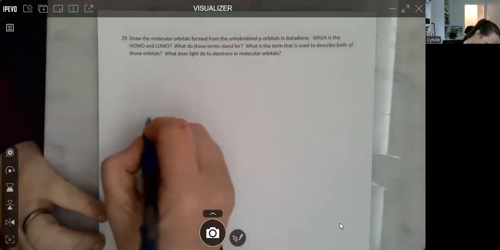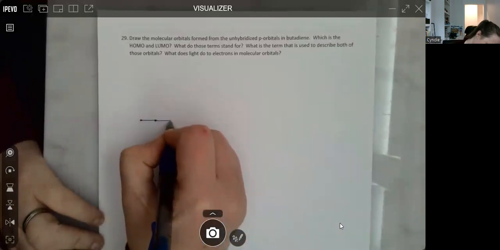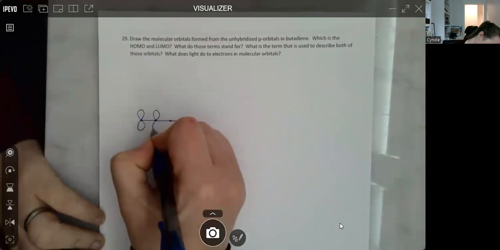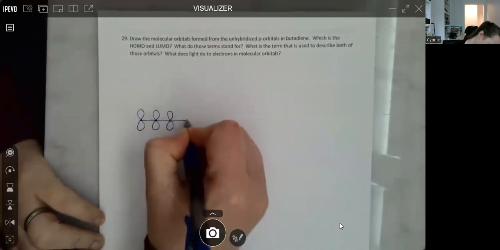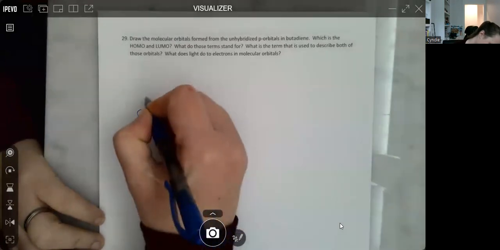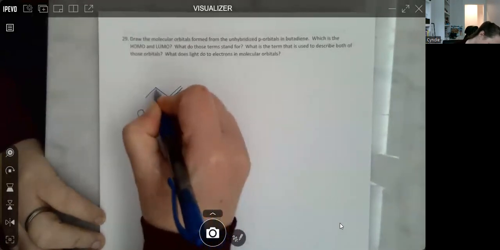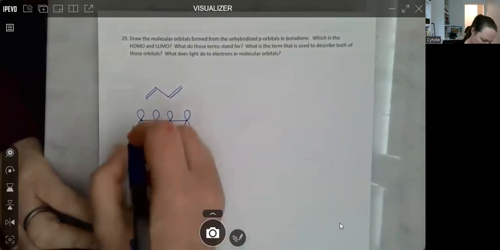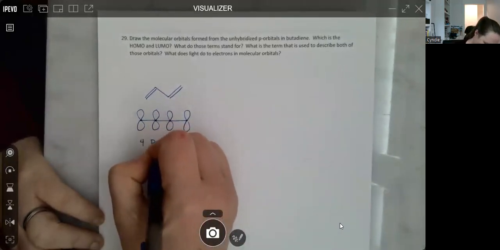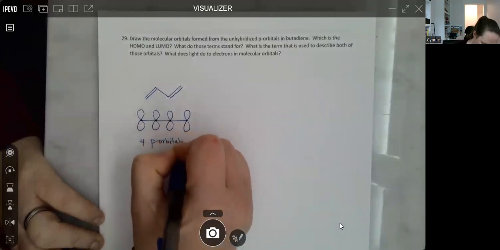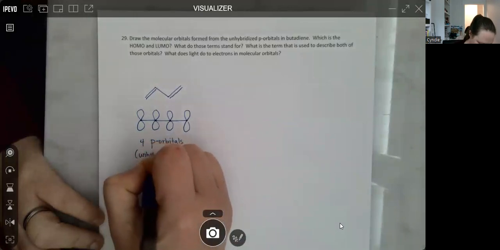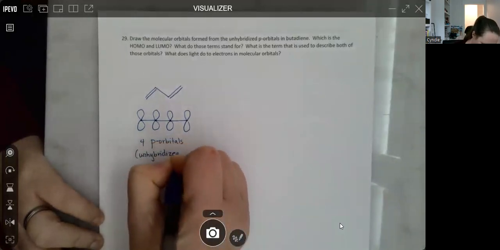Okay, so we have 4 neighboring p orbitals, right? So we can sort of draw 4 neighboring p orbitals, because remember that we're looking at butadiene structure. So there's a p orbital at every single carbon here, and those are depicted by these p orbitals, right? So 4 p orbitals, and they're unhybridized, right? So that's another thing to put in here for our notes.